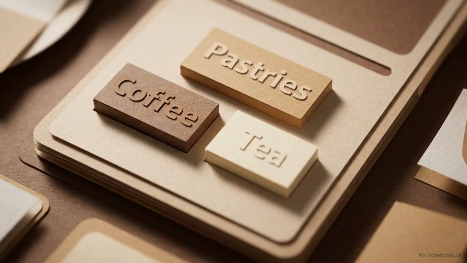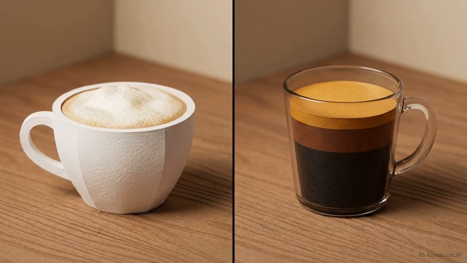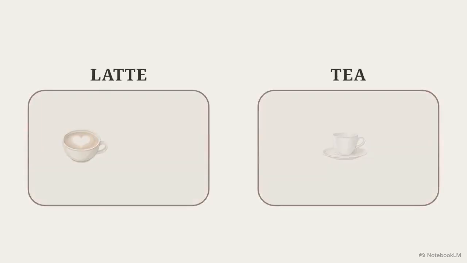Let's start at the very first step, nominal data. Imagine a customer orders a drink. They might ask for an oat milk latte, or they might ask for a black tea. These are pure descriptive labels. You cannot add a latte to a tea, and you cannot subtract them. You can only drop them into separate bins and say whether two orders are the same or different.